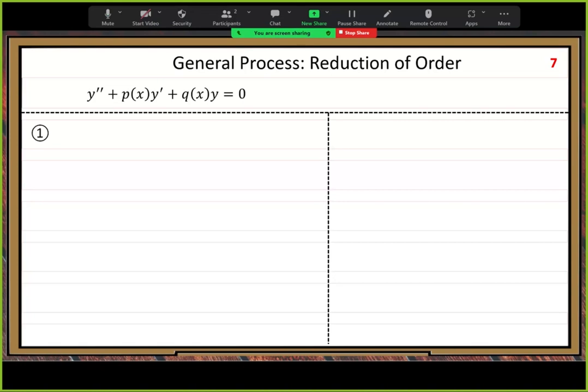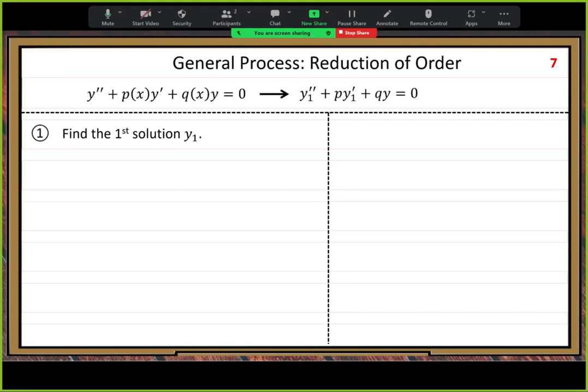In the general case, the first step is to find the first solution, y1. How do we find it? Sometimes you can guess, sometimes you need to apply some special method. Let's look at that later.